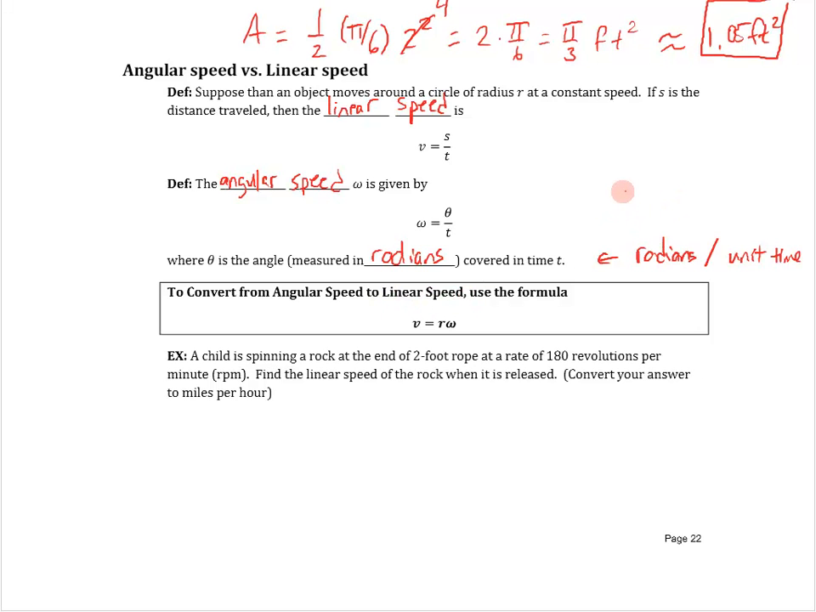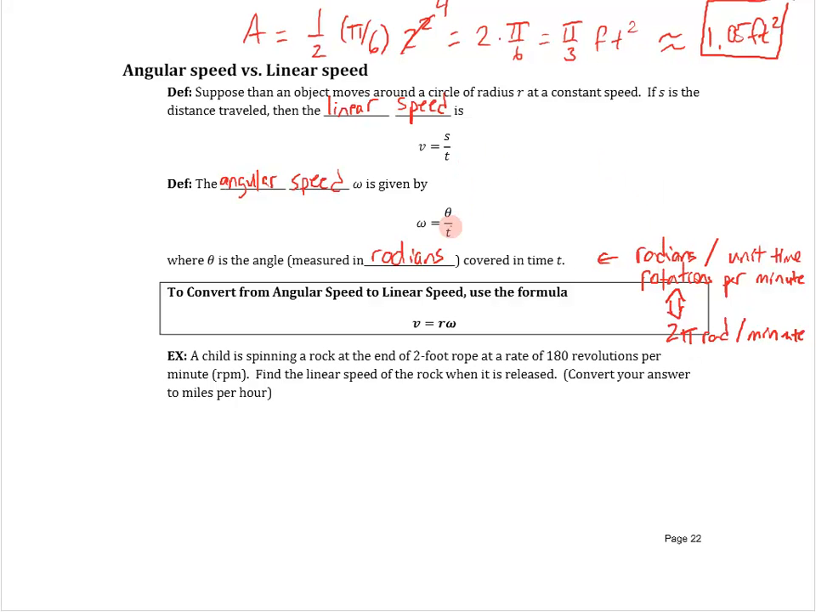Another way of measuring angular speed is rotations per, say, minute. You've probably heard of RPMs. That is an angular speed, how many rotations we're going around per minute. But that's actually equivalent to 2 pi radians per minute, because if you'll remember, 2 pi is the number of radians in one rotation. So if you had rotations per minute, you could convert that quickly to radians per minute.